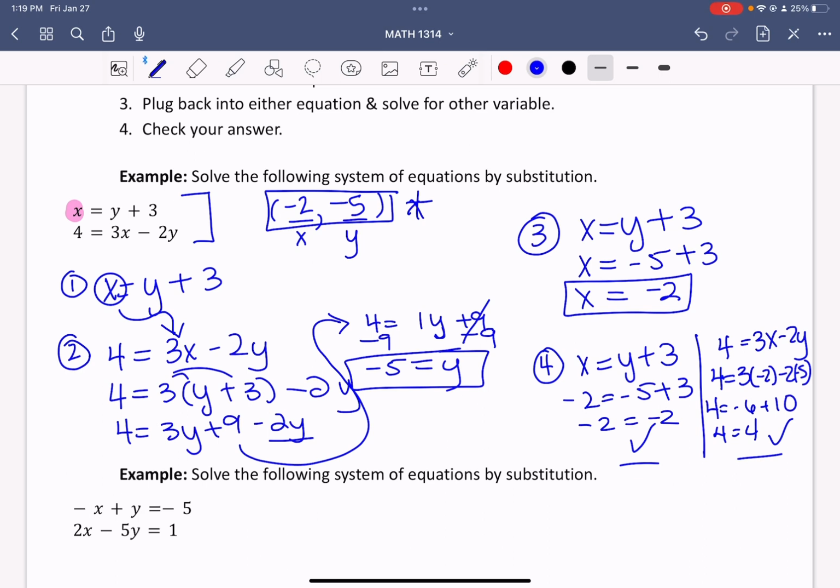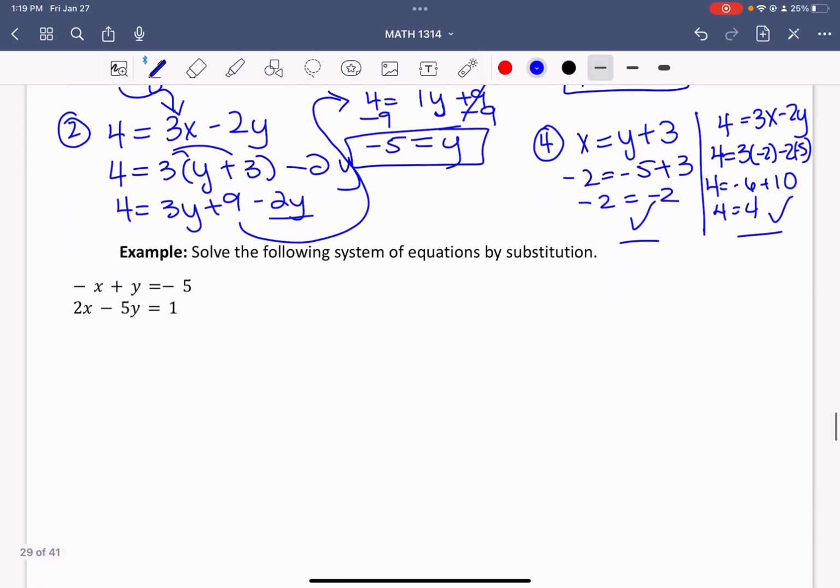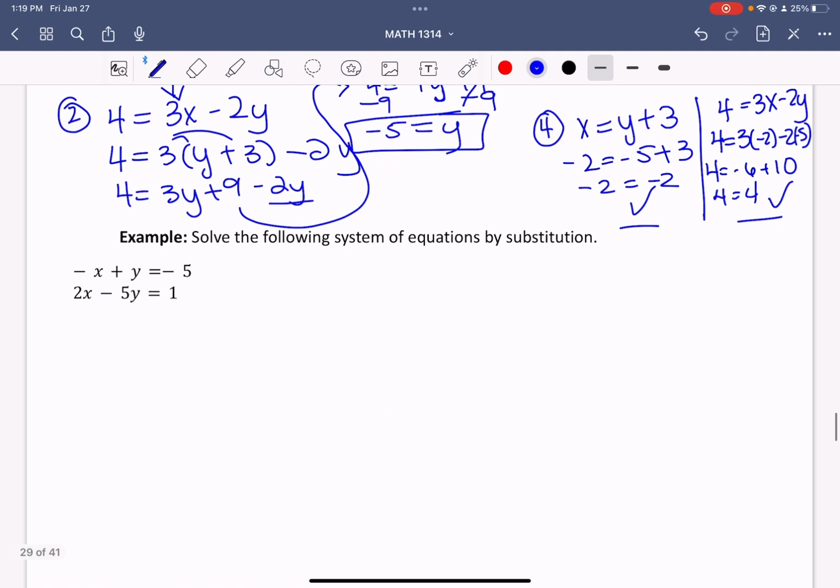So that means since I got 2 true statements, as we saw from the previous example, that's a solution. So I feel confident in my steps of substitution here. I'm going to work another example with you because not all equations are going to be set up the same. So I'm going to look at this next one.